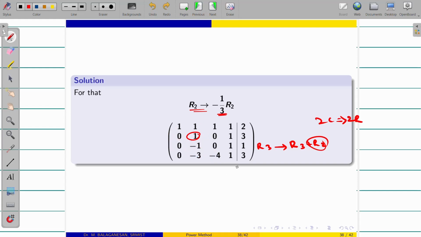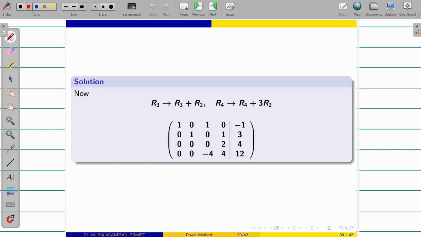So this one only. Now, what is the next one? I have to reduce this into 0. What can I do for that? R4 tends to R4, not minus, plus only, then only it will cancel, plus 3 into R2. That's it. Do the calculation separately and you will get this answer. Look at that, we reduced this 2 into 0.